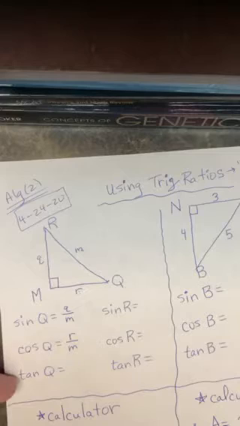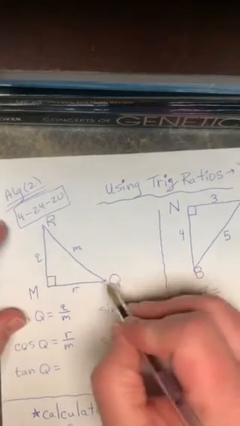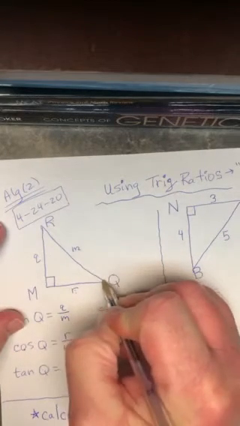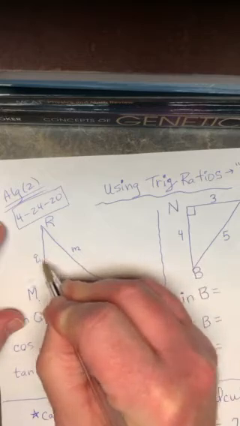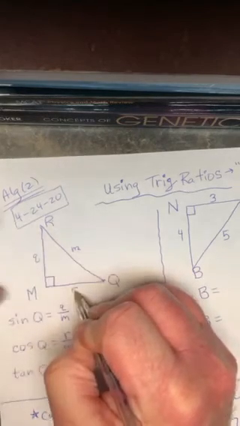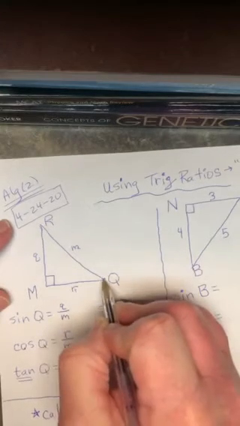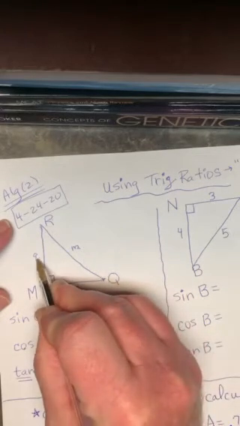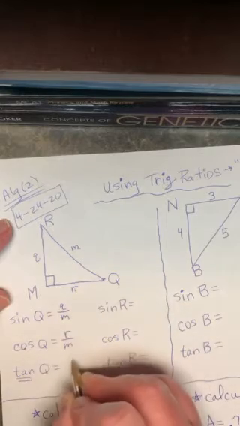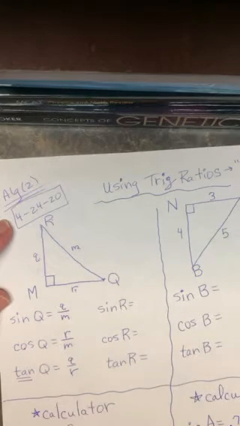And finally, the tangent of angle Q. What's the formula for tan? Isn't it opposite over adjacent? It does not involve the word hypotenuse. Tangent is always opposite over adjacent. So in this case, it'd be Q over R.